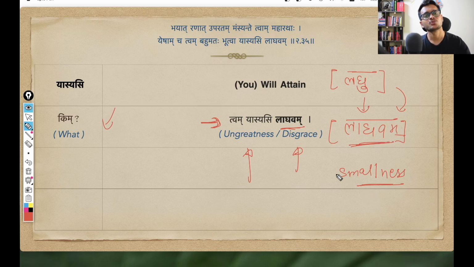Why? Because it is in Dvitiya Vibhakti Ekavachanam. Because this laghava is the karma of this kriya yasyasi. And who is the karta? Tvam. That is Arjuna. This is the karta. So karta, kriya, karma.